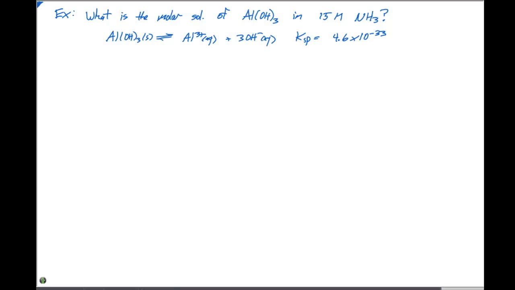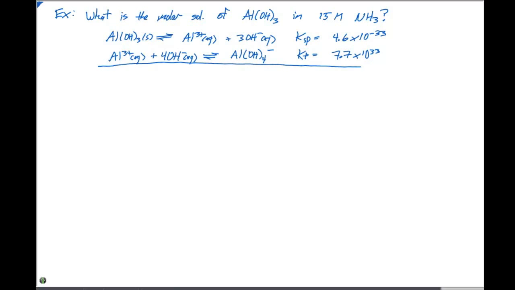But what happens is, when we take that Al3+ and we add 4 equivalents of OH- ion in solution, we have an equilibrium expression that forms a complex ion, which is Al(OH)4-. The Kf, or the formation constant of this complex ion, is 7.7 times 10 to the 33rd power.